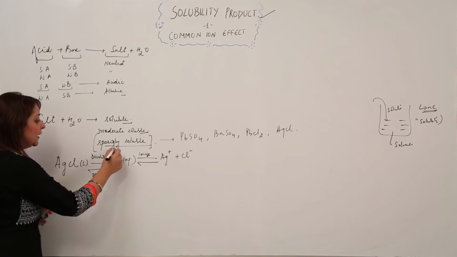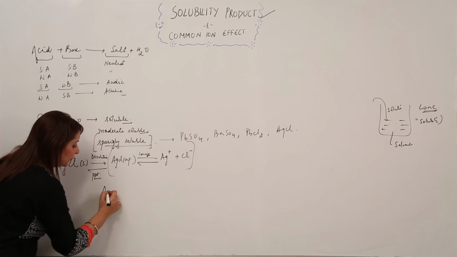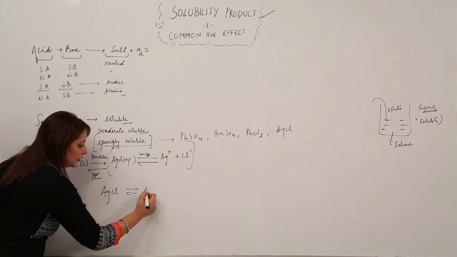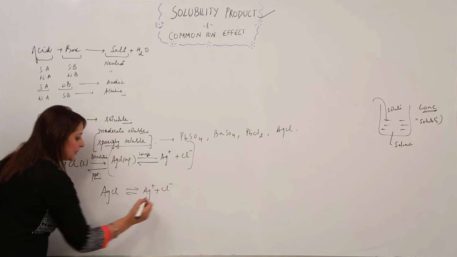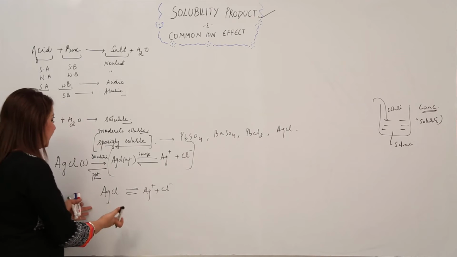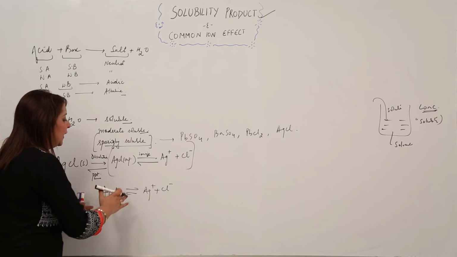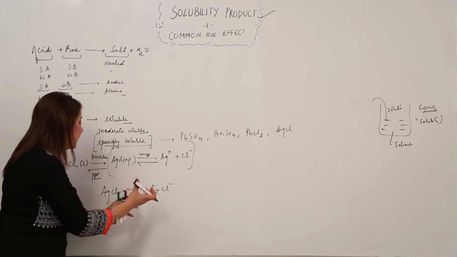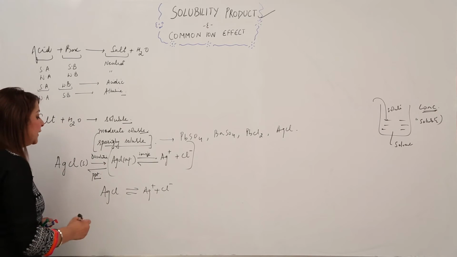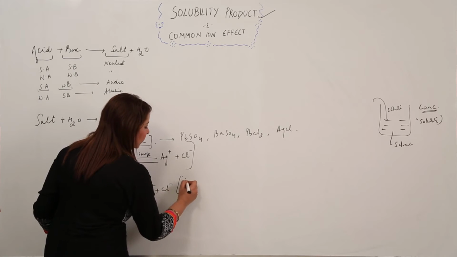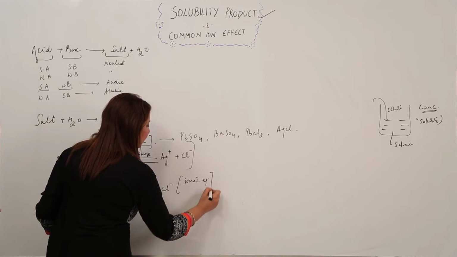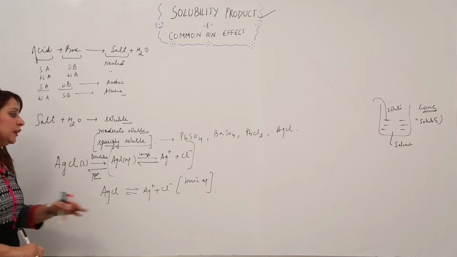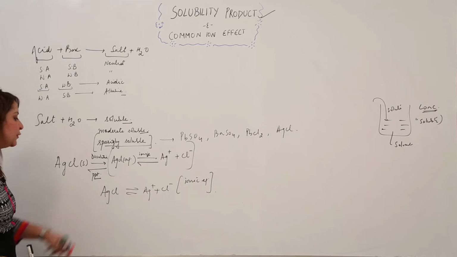So precipitation is also taking place simultaneously. That means there exists an ionic equilibrium in this. The rate at which AgCl gets dissociated into Ag+ and Cl- is equal to the rate at which Ag+ and Cl- combine to form AgCl, right? So there exists a dynamic ionic equilibrium. So let us write the equilibrium constant expression for this.